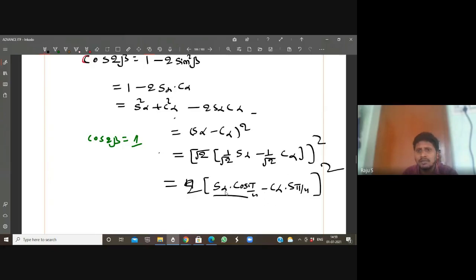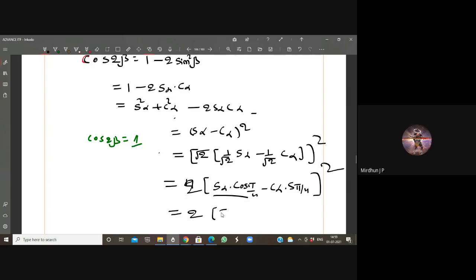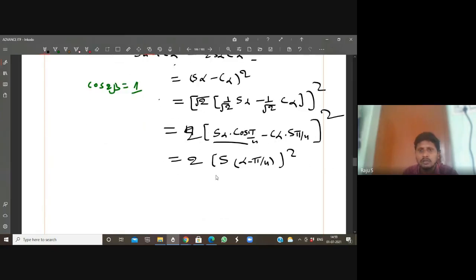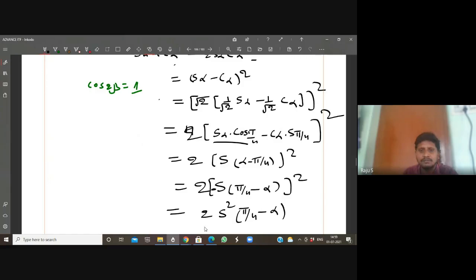What about this value? Sine A cos B minus cos A sine B, sine of A minus B, means sine of (alpha minus pi by 4), the whole square is there now. So we may write this value as sine of (pi by 4 minus alpha) also. Because when I write pi by 4 minus alpha, we are going to get minus sine, and minus a whole square becomes plus. So 2 sine square (pi by 4 minus alpha) we got.